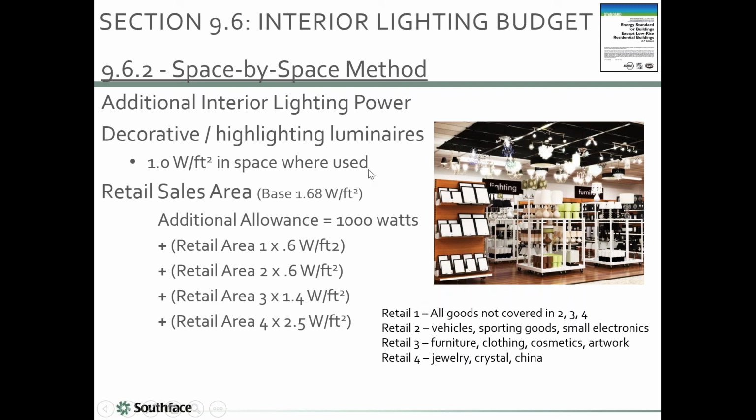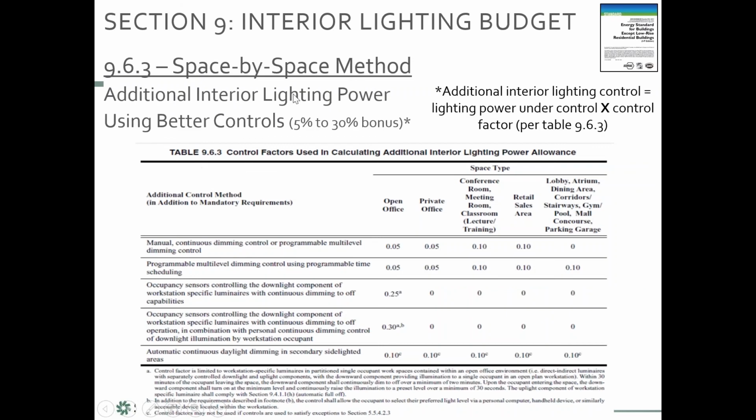You can also get decorative glazing. You get 1 watt per square foot for wall sconce lighting, that kind of thing. And you get additional bonus wattage, anywhere from 5 to 30%, for better lighting controls. For example, if you're a retail sales area and you have continuous dimming control or programmable multi-level dimming control, and it's manual control but continuous dimming, you can get 10% extra wattage for that particular space. So you get bonus wattage.